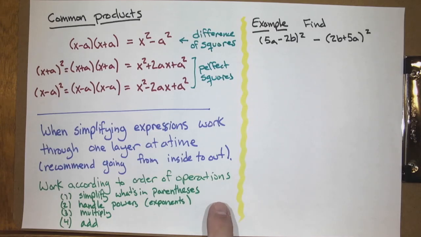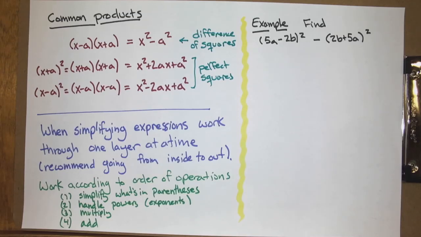Now, there's some advice. You should work according to order of operations. Order of operations is just a way of saying we want to make sure we get consistency. So I like to say, work with what's inside of parentheses first. So simplify what's inside parentheses. Once you've done that, handle any powers that you need to. After you've done that, handle any multiplication you need to, and then add.